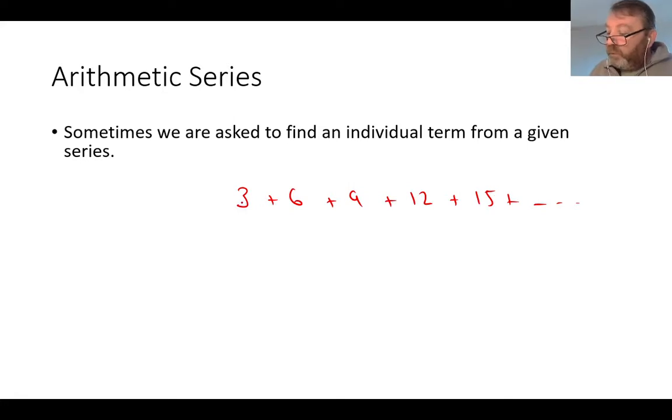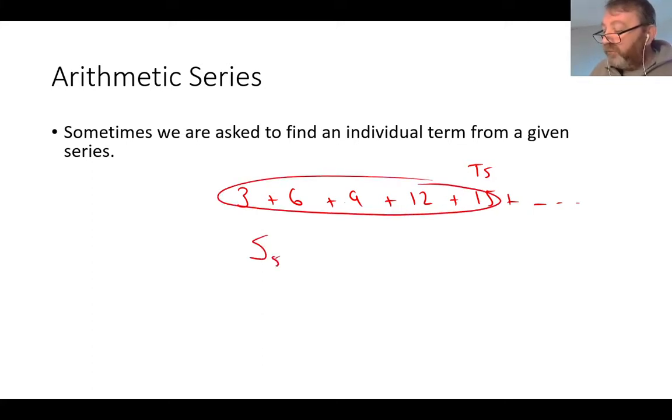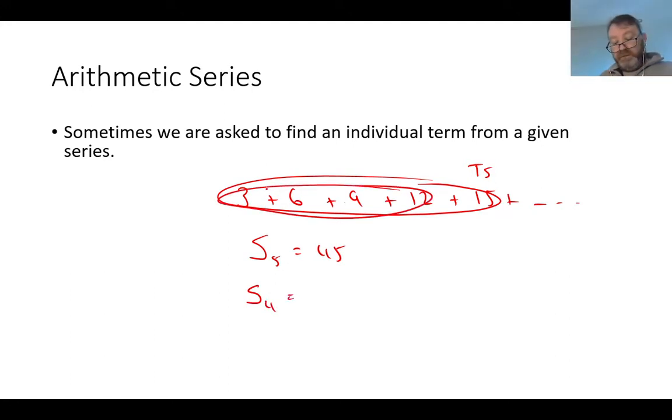Here's what I want you to think of. If I count 1, 2, 3, 4, 5, the 5th term, T of 5, is 15. But I can also work it out this way. If I take S of 5, the sum of the first 5 terms, what do I get? Well, 3 plus 6 plus 9 plus 12 plus 15 is equal to 45. And if I look at the sum of the first 4 terms in front of that, what do I get? Well, 3 plus 6 plus 9 plus 12, and that works out as 30.